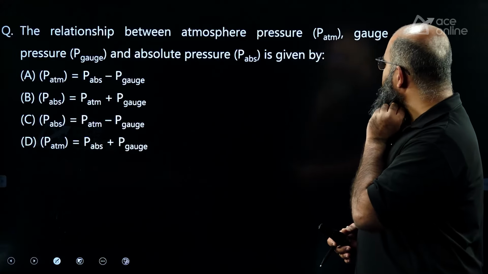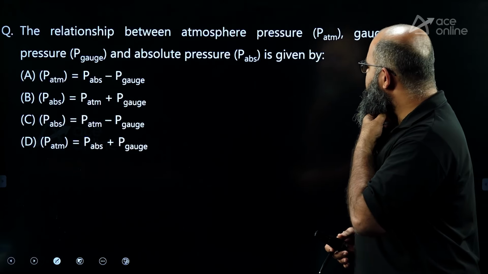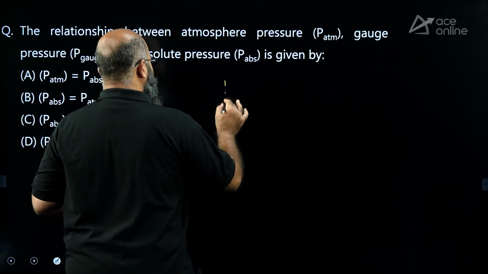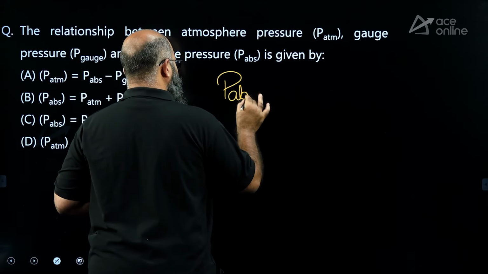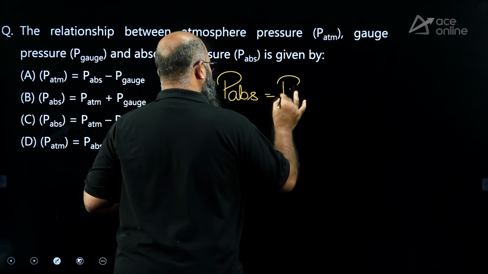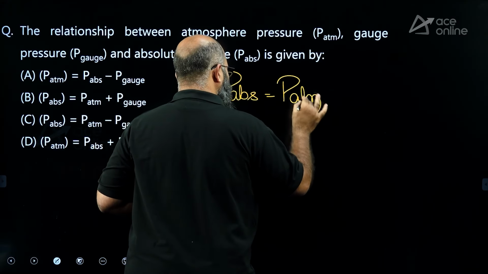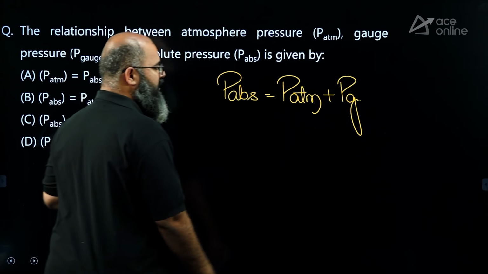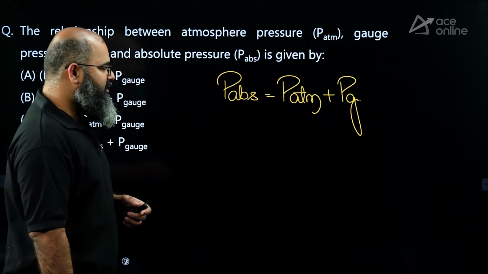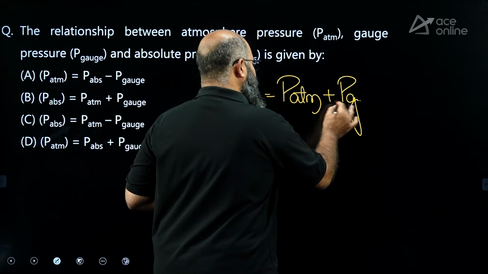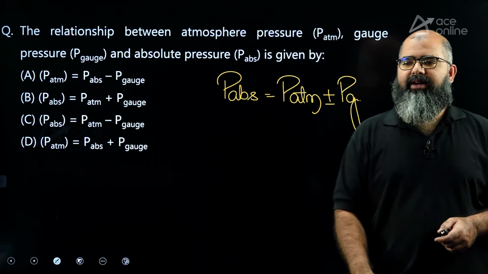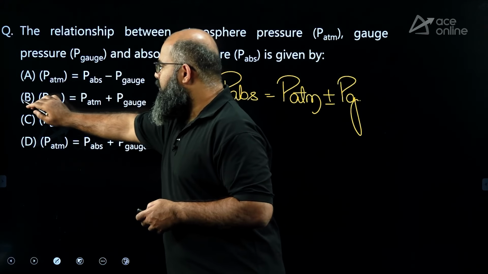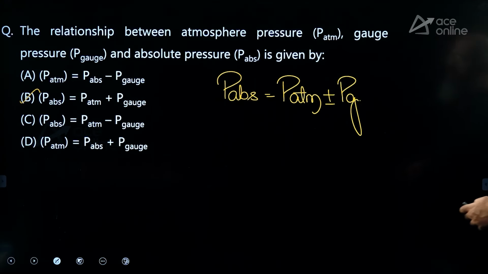The relationship between atmospheric pressure, gauge pressure and absolute pressure is given by. What is the relationship over here? Let us see. We can say P absolute is equal to P atmospheric plus P gauge. This is the actual form. There can be a plus or minus over here, but even if it is plus, it is acceptable. Now, if you observe, P absolute is equal to P atmospheric plus P gauge, option B is giving the correct answer.